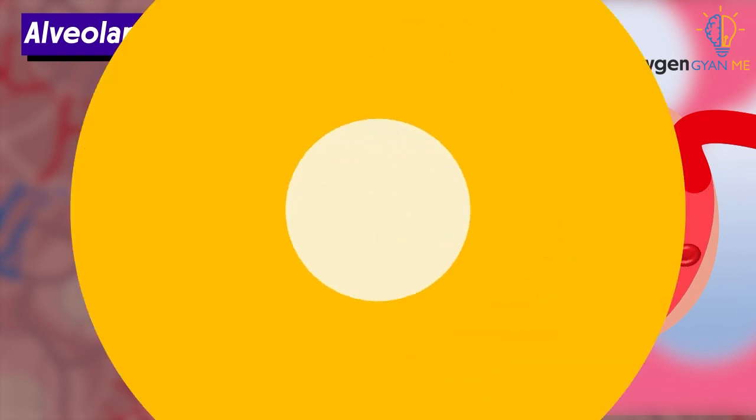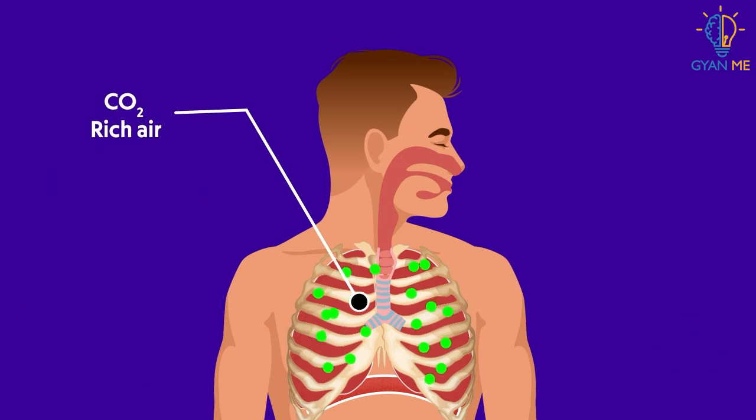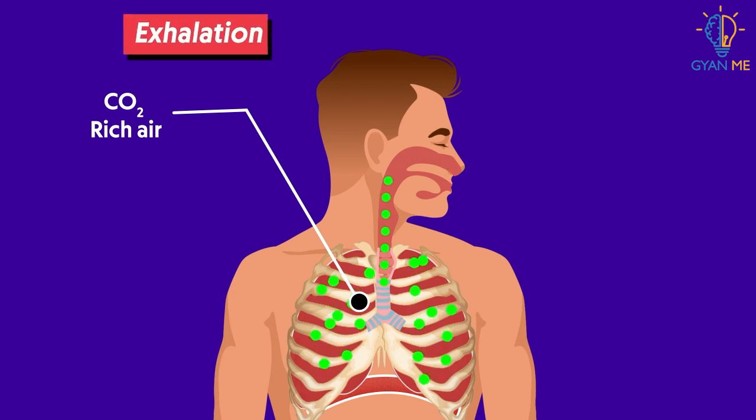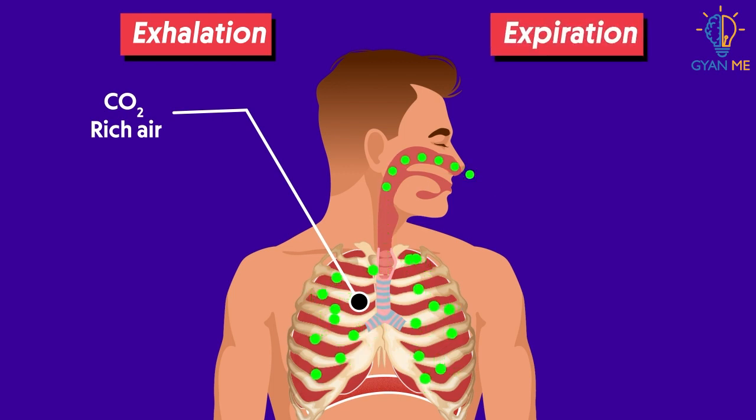And now, CO2-rich air from our lungs needs to be thrown out. And this process is known as exhalation. This process is also called as expiration. We will understand exhalation or expiration process in detail in our next video.